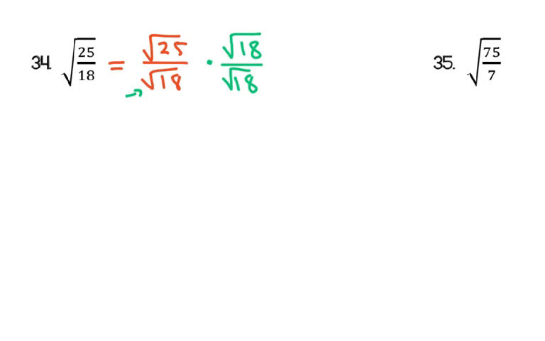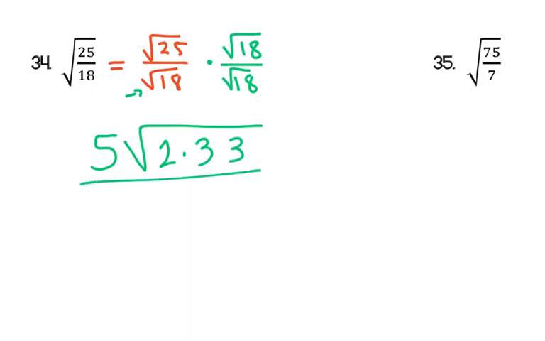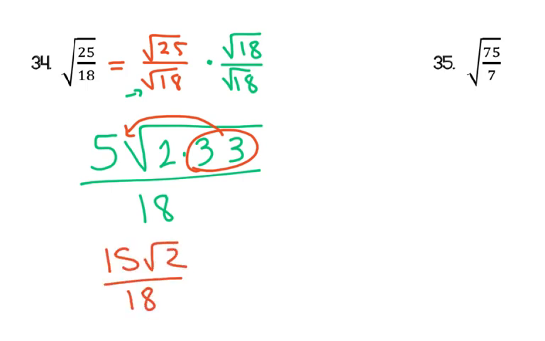You have a little bit bigger numbers to work with there, but you do have a calculator. So square root of 25, I'm just going to go ahead and say that that's 5 anyway, and then 18 is going to be 2 times 9. On the bottom, I'm going to have square root of 18 times square root of 18, which is just 18. Now, what you can do right here is you're going to take out this 3, and that's going to come out with the 5, so you're going to have 5 times 3, square root of 2 over 18.